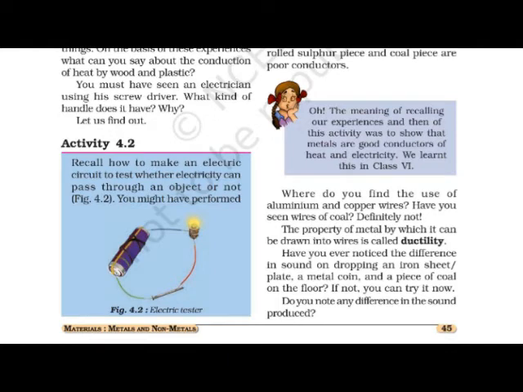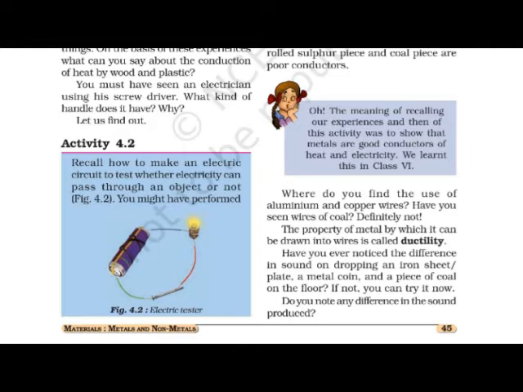To understand the next physical property, we are going to conduct Activity 4.2 on page number 45. You can see Figure 4.2, the electric tester. Recall how to make an electric circuit to test whether electricity can pass through an object or not. Figure 4.2 shows the electric tester, how to construct and design it.